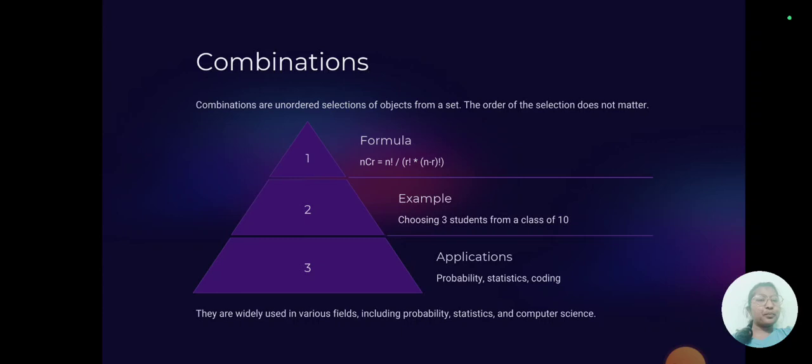Next we'll see about combinations. Combinations are unordered selections of objects from a set. The order of selection does not matter. Formula: nCr is equal to n factorial divided by r factorial into (n minus r) factorial. Example: choosing 3 students from a class of 10. Applications: probability, statistics, coding, the same as the previous slide.